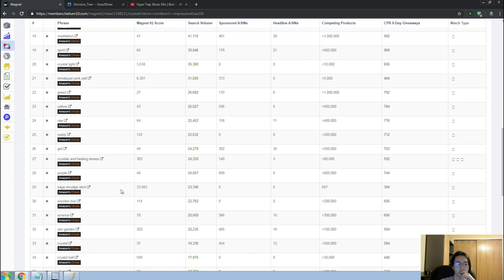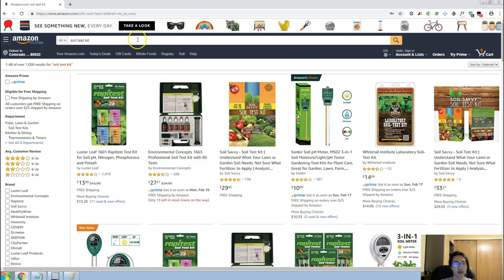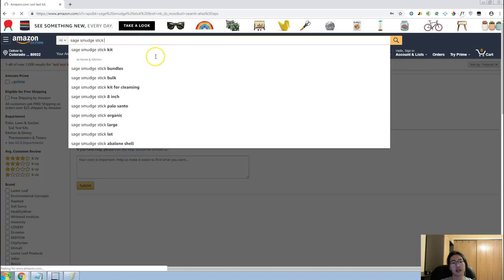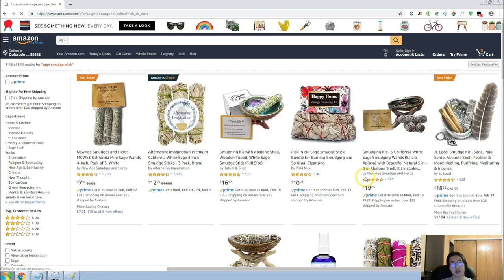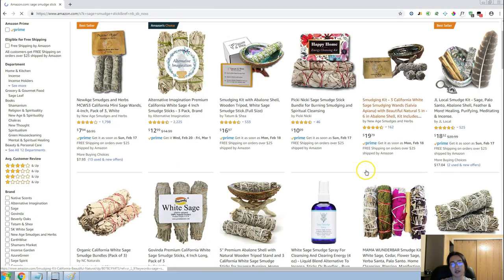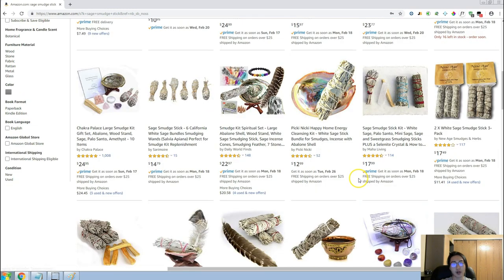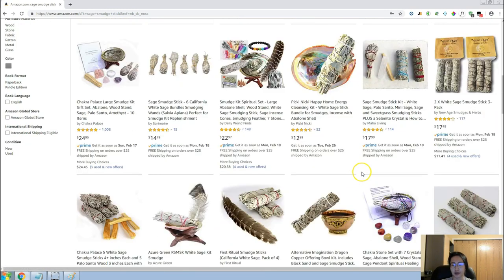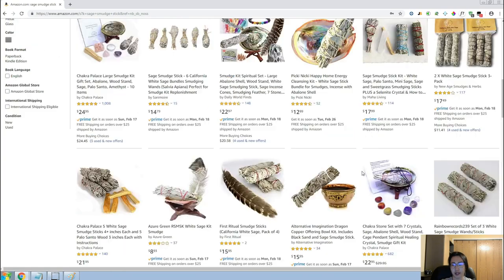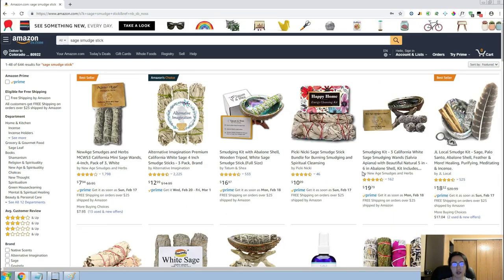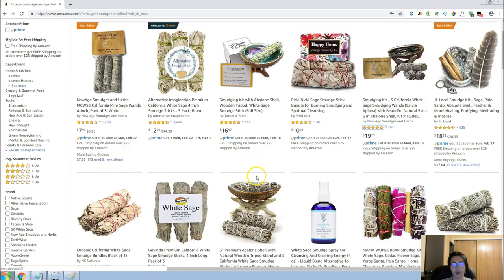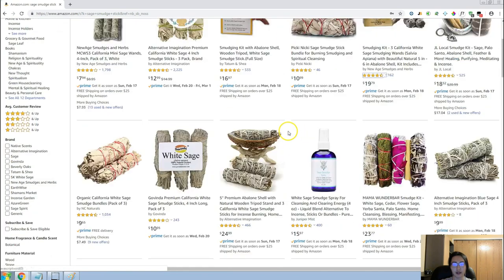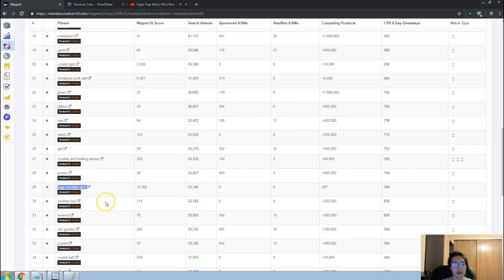Sage smudge stick. I've already seen it, but I bet you guys might be curious. It's a cool product for the people that are super into that kind of thing. You burn the sage and then it's like stuff. But it's very competitive, and it's going to be hard to compete with these listings. I'm always thinking, how would I be able to beat them? If I can't, then meh.